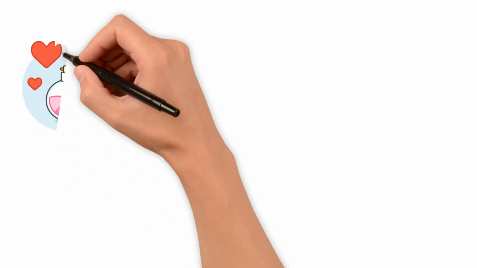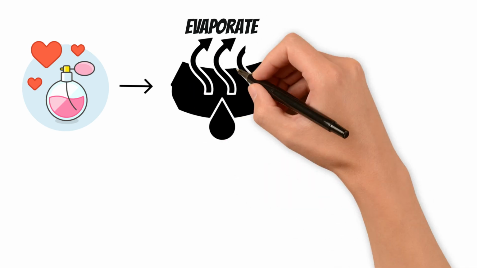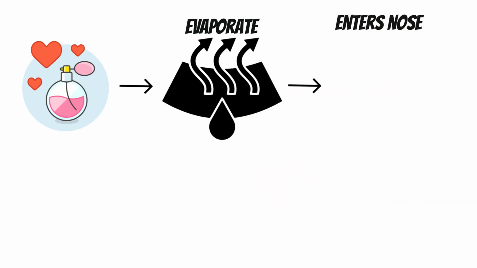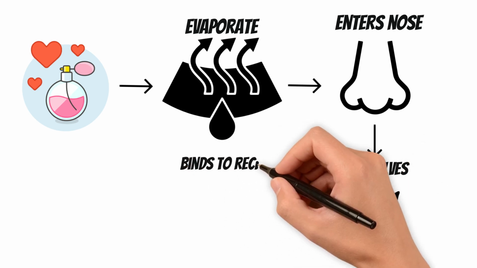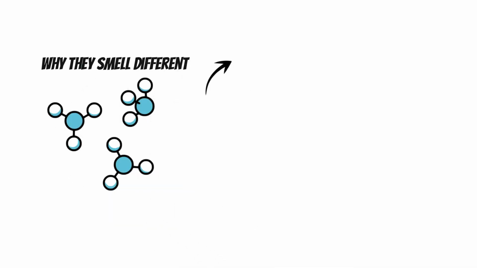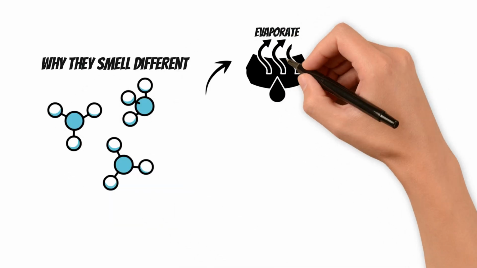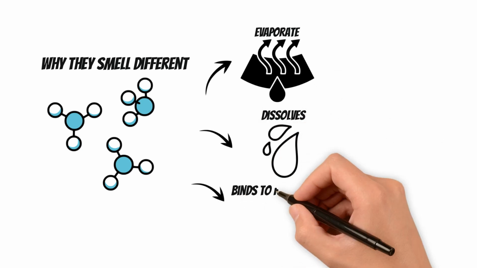But first, we need to understand how smell works. When molecules evaporate into the air, they enter the nose and dissolve into a layer of mucus inside the olfactory epithelium. From there, they bind to specialized olfactory receptors on sensory neurons. These neurons generate electrical signals which are sent to the brain, where they are interpreted as smell. The smell of a molecule depends on three main things: how easily it evaporates, how well it dissolves in mucus, and how it interacts with olfactory receptors.